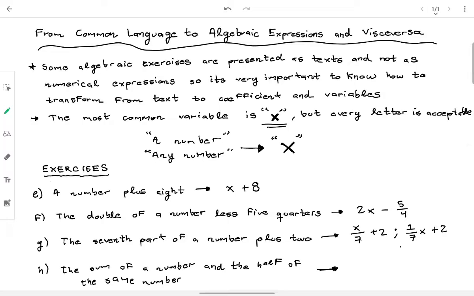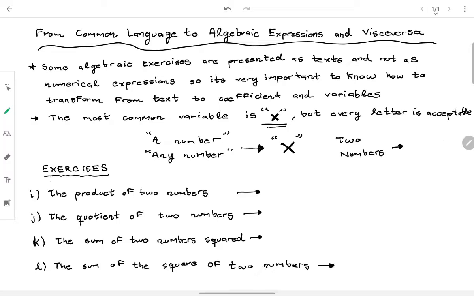The sum or addition of a number and the half of the same number. So it's going to be x, the sum of a number. Let me erase this. It will be the sum of a number plus the half of the same number. We can also represent it as x plus the half of the same number. Both of them are going to be correct. Let's see some other examples.